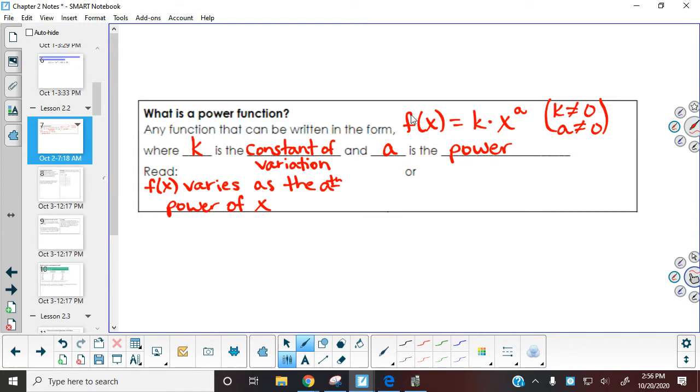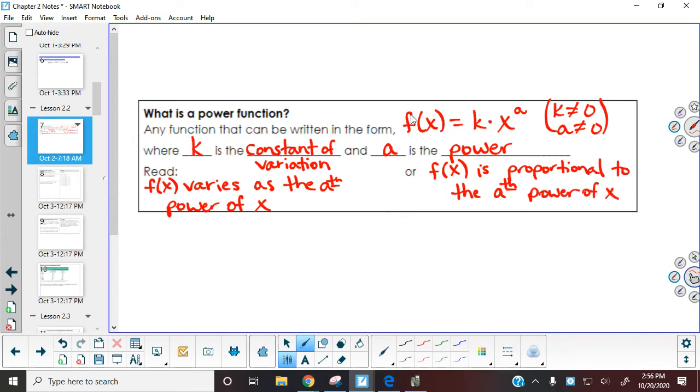So you may have seen something similar to this in the past with this constant of variation. If you guys ever talked about varies directly or varies indirectly, you may have seen that in some class prior. The other way that you could read this is that the f of x is proportional to the a power of x.